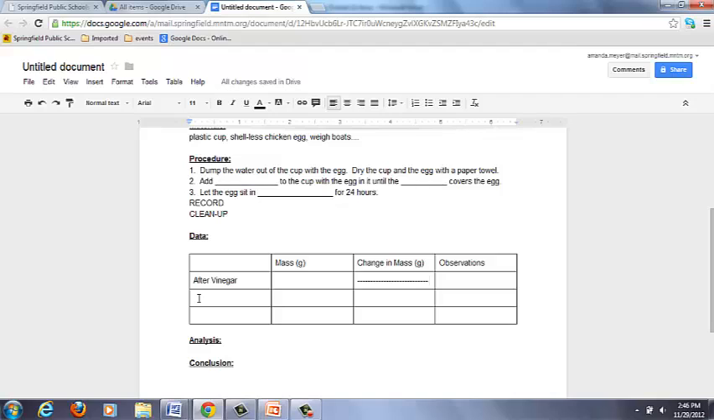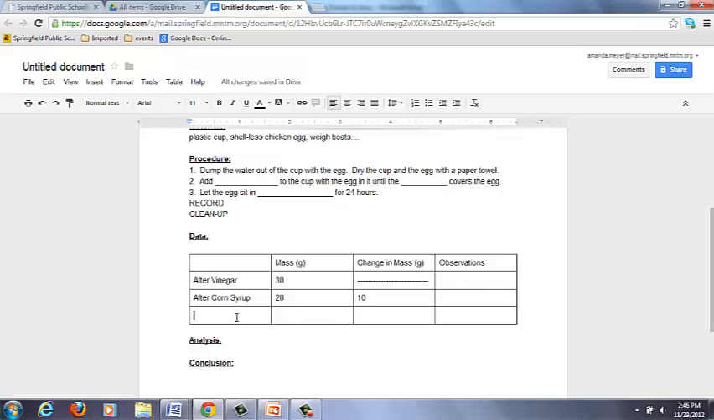Then the next thing you put it in after the vinegar, you rinsed it, you dried it off, and you put it in corn syrup. So we're going to put after corn syrup. Again, what was the actual mass after it was in the corn syrup for 24 hours? And now you can do the change in mass. So just to throw this out there, let's say after the vinegar the egg was 30 grams, and after corn syrup it was 20 grams. That means the change in mass was 10 grams. Okay, so that's what I'm looking for.